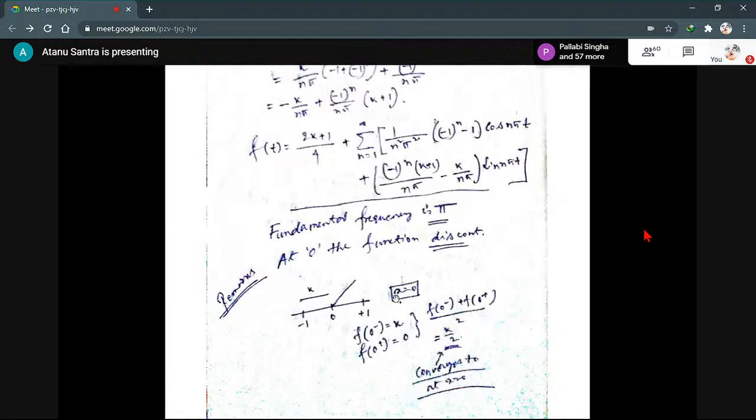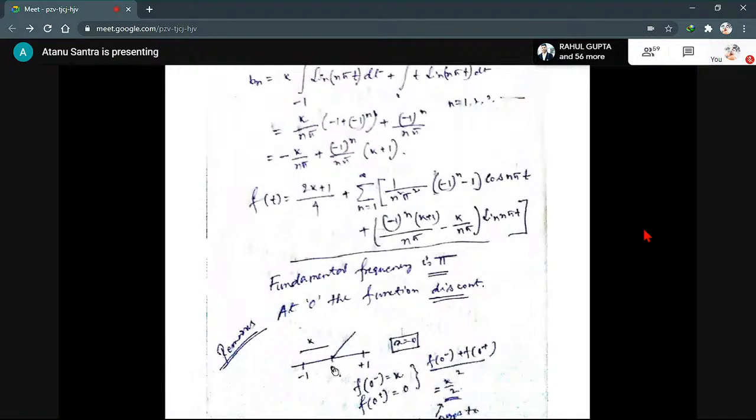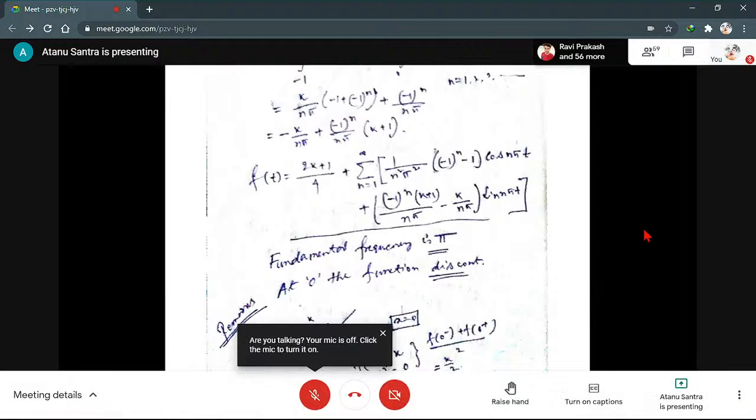What would be the value of the function at t equal to 0 again? Then you may see the value of the function at t equal to 0 minus is equal to k, and the value of the function at t equal to 0 plus is equal to 0. Okay, so I have told this earlier that at t equal to 0, if we see this figure, at t equal to 0 minus the value is k, at t equal to 0 plus the value is 0. Therefore, if we take the average of f(0 minus) and f(0 plus), then the value would be (k plus 0)/2, that would be k/2.